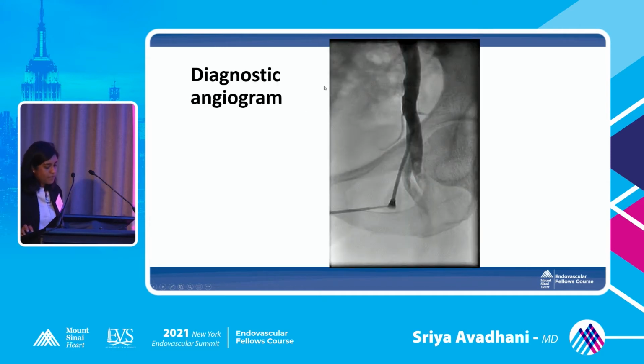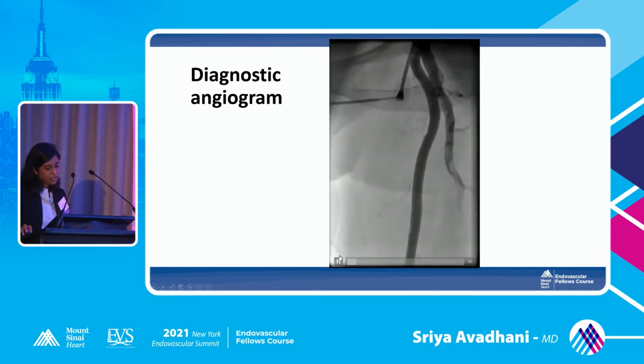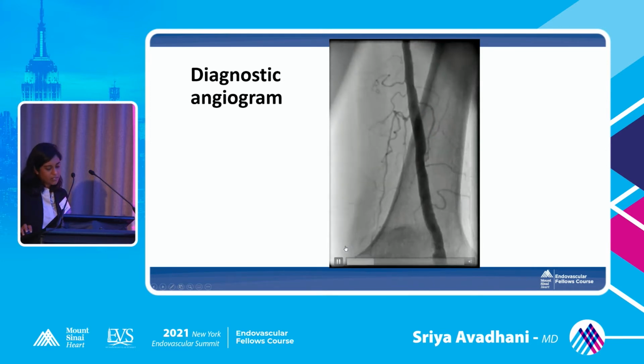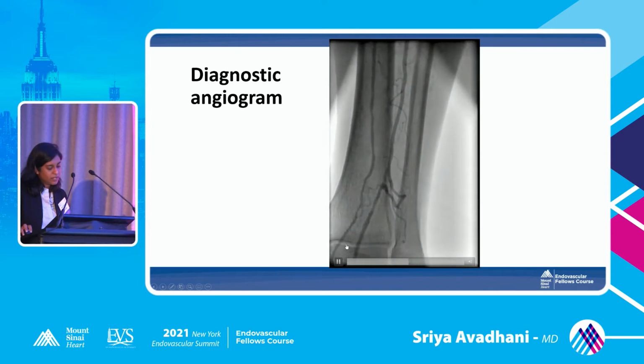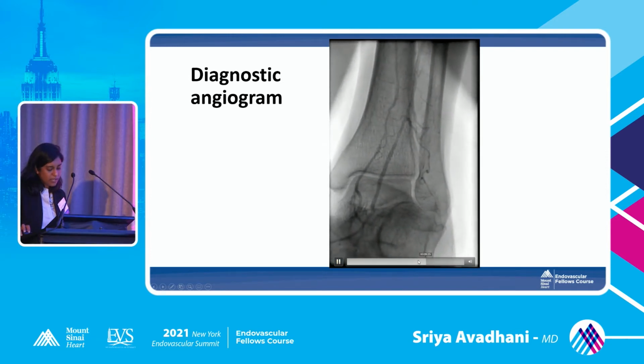So this is her. Given that her imaging was suggestive of right-sided disease, we went for left access, and this is the initial runoff. As you can see, very mild disease above the knee, good two-vessel runoff with some moderate disease below the knee.